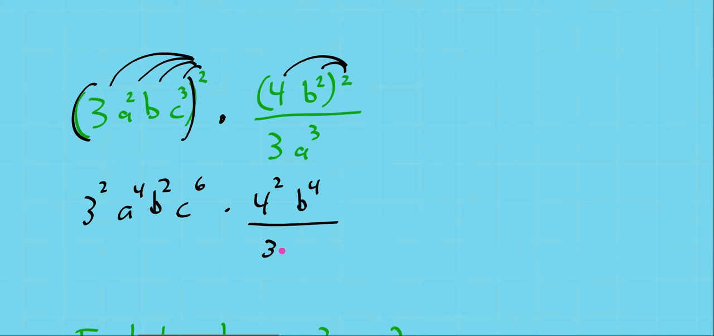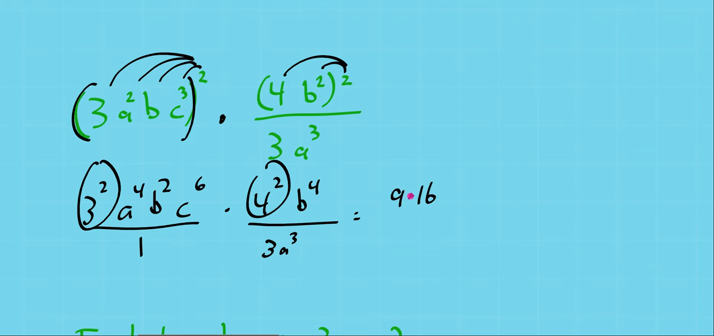On the bottom here, we've got 3a cubed. Now, I'm going to write this over 1 just so I remember there's a top and a bottom. I'm going to combine everything that I can. 3 squared times 4 squared. Those are small enough that I think I can write them out. That's 9 times 16. And for a's on the top, I've got 4 of them over here and nothing else. For b's, I've got 2 and another 4, so 2 plus 4, which is 6. And for c's, I've got 6.